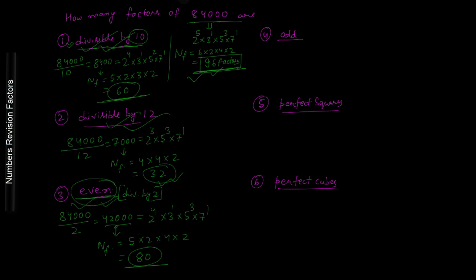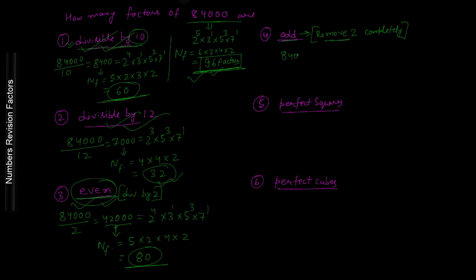Okay. How many are odd? For odd, what will you do? Remove 2 completely from the number. Then you will get odd. Right? See, the number will become even only if there is a 2. So if I remove 2, anything that I get is an odd number.